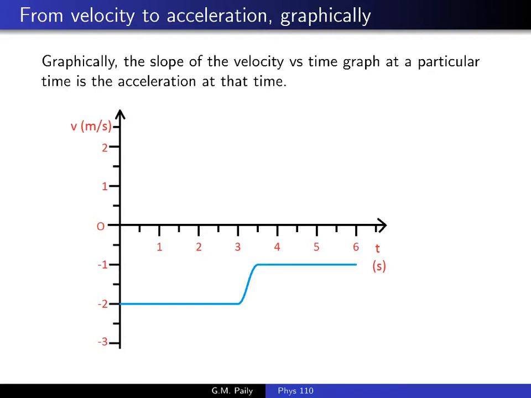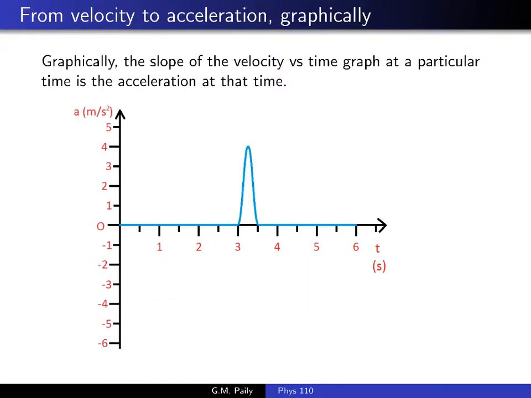Graphically, we know that a derivative corresponds to a slope, and so the slope of a v versus t graph gives us the acceleration at that time. Here we have a v versus t graph where the velocity is initially a constant -2 meters per second, but then around 3 seconds jumps up to -1 meters per second. We see that the corresponding acceleration versus time graph is initially flat, and then spikes, and then is flat again.